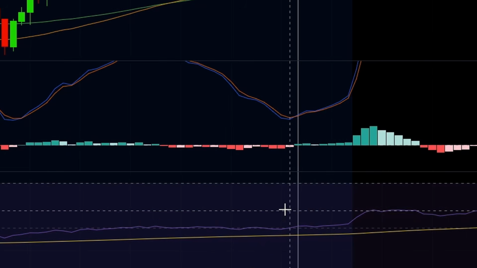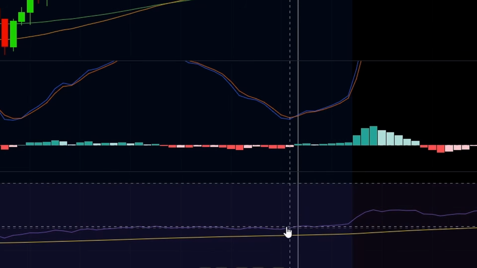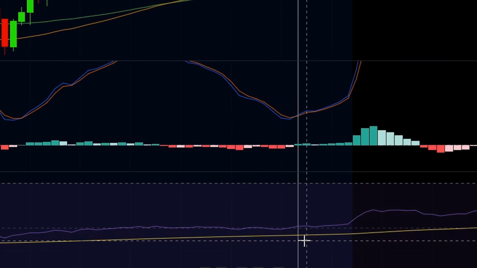And finally, on the RSI filter, we need to see that the RSI line, which is this purple line, is above the RSI-based EMA, which is this one.